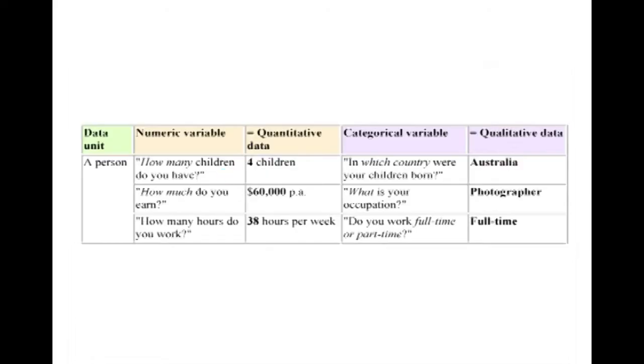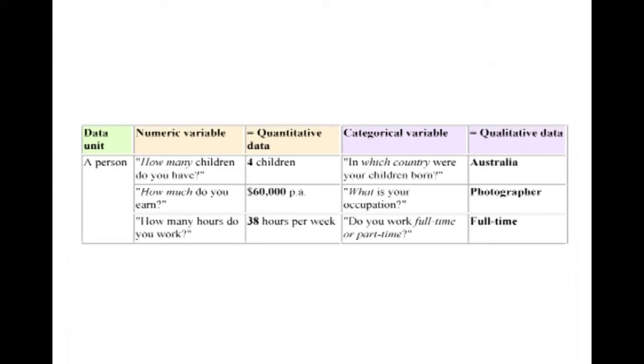Example 1. A person. How many children do you have? How much do you earn? And how many hours do you work? These will be under numeric variable. The quantitative data will be 4 children, $60,000 per annum, and he works for 38 hours per week.